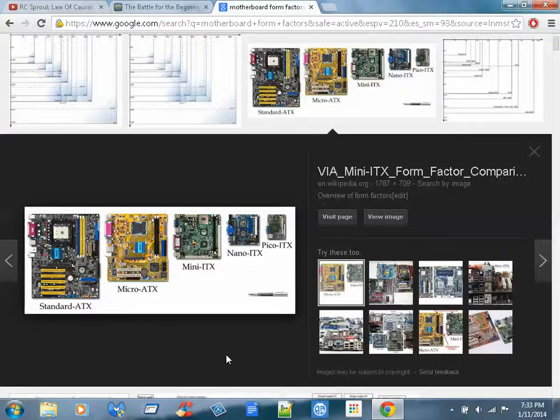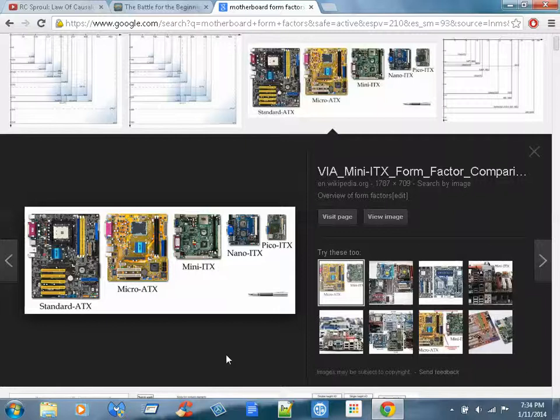So, looking at the ATX form factor here, you can see the standard ATX on the screen. It's one of the largest boards. It's 12 by 9.6 inches, and it says the memory runs perpendicular to the expansion slots, and that's for cooling purposes. And then most ATX motherboards have 5 slots for expansion cards.